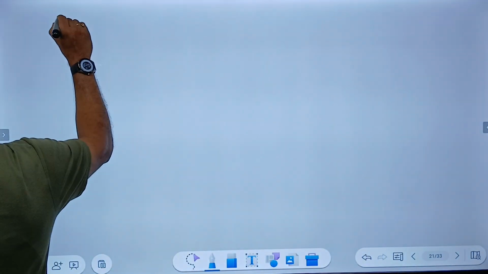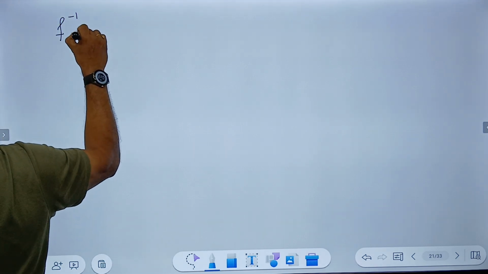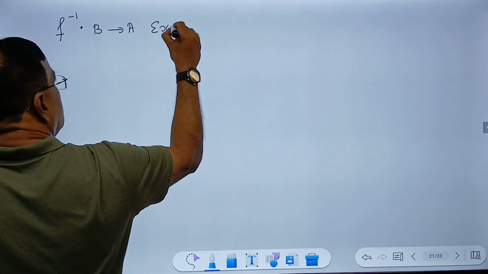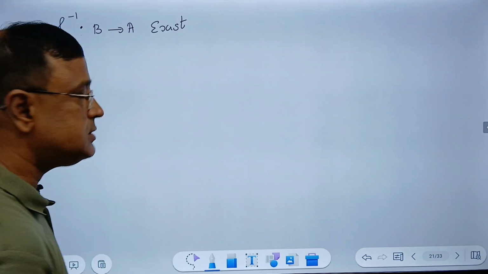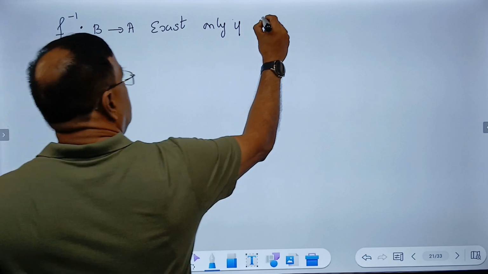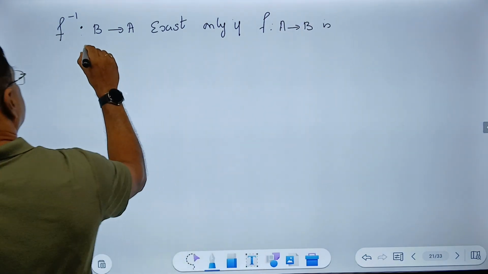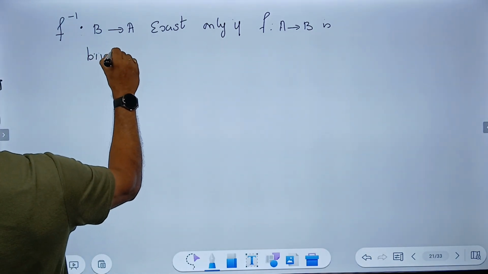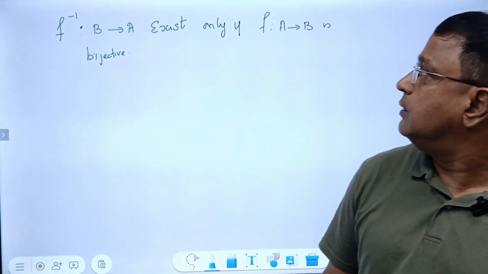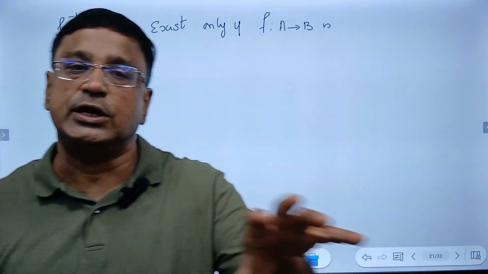So F inverse, this is the notation for inverse. F inverse from B to A exists. When does it exist? F inverse from B to A exists only if F from A to B is bijective. F inverse from B to A will exist only when F from A to B is bijective. If F is not bijective, F inverse cannot exist.